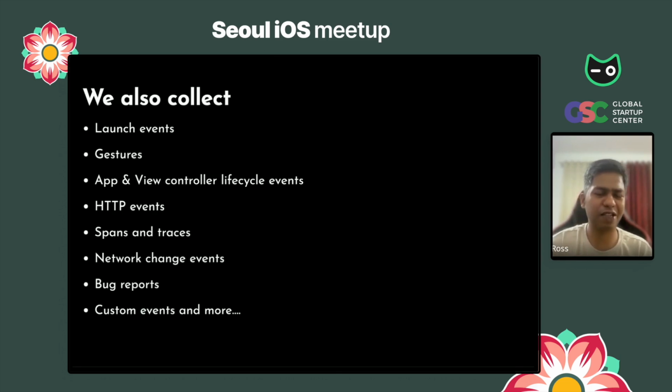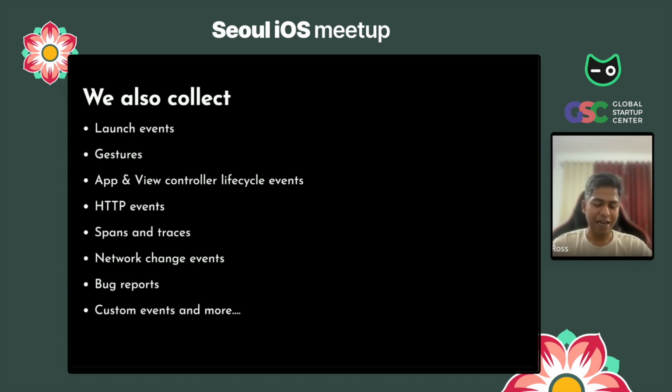So we collect everything from launch events to gestures to lifecycle events and HTTP events as well in an automated manner. On top of it all, you have a bunch of other custom events that you can add as well, along with traces and spans.